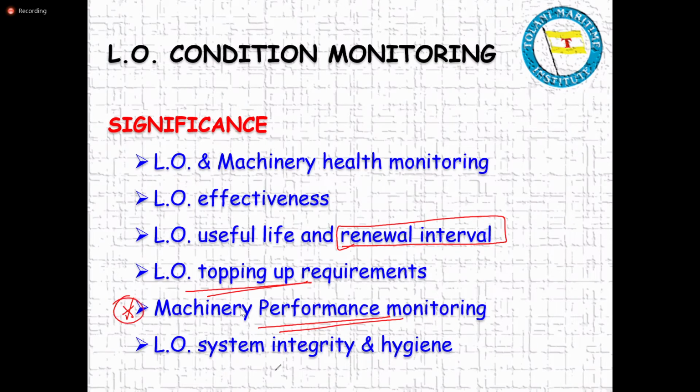And lube oil system integrity and hygiene. If I'm finding water in the system, integrity is lost somewhere, or water is leaking into the system. If I'm finding too much sand or dust particles and all, probably hygiene is not being maintained, the housekeeping is not maintained properly. So like this, you'll come to know many things. And that's why it is significant that we must be doing this kind of testing.